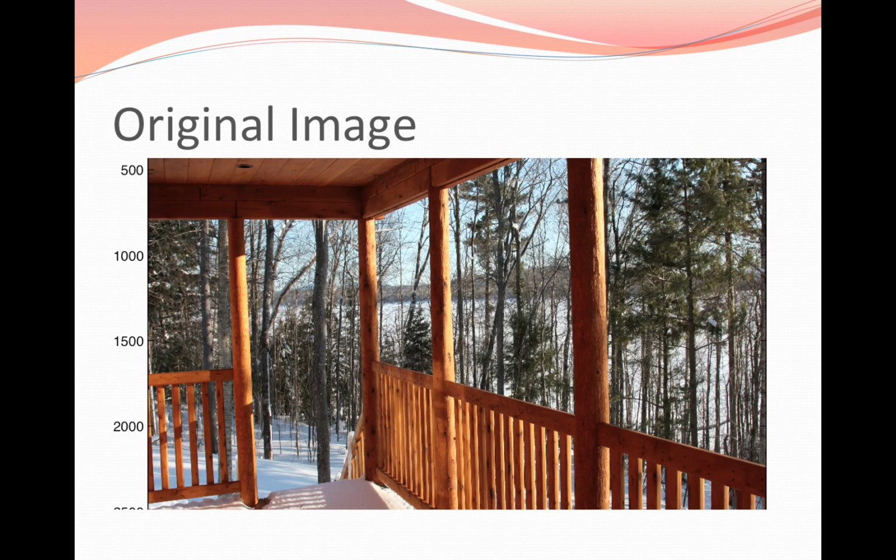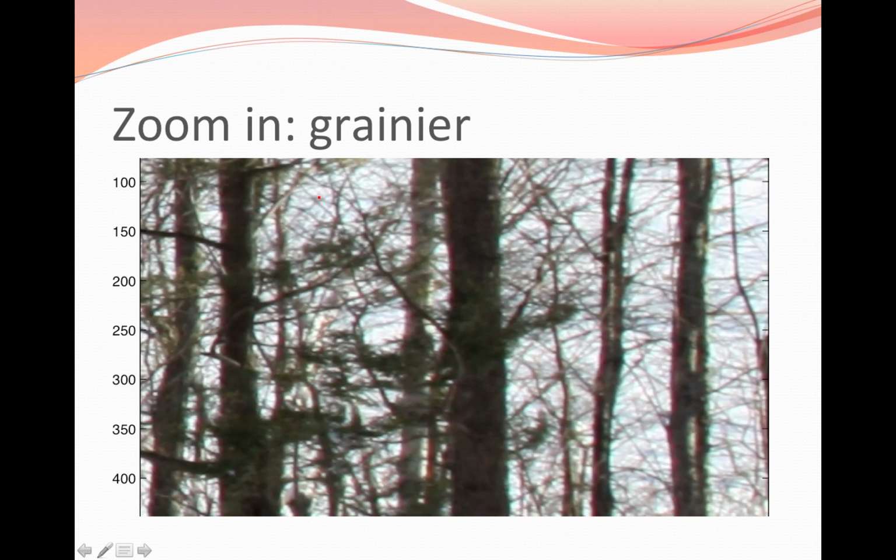So let's take a look at this original image again. So here's the image. Again, it's got a lot of pixels. So what we're going to do is we're going to zoom in. So over on the right-hand side where there's some trees and you see a frozen lake in the background, somewhere around here, we're going to zoom in on that part of the matrix. So when we look at that, you can see that it's a lot grainier.